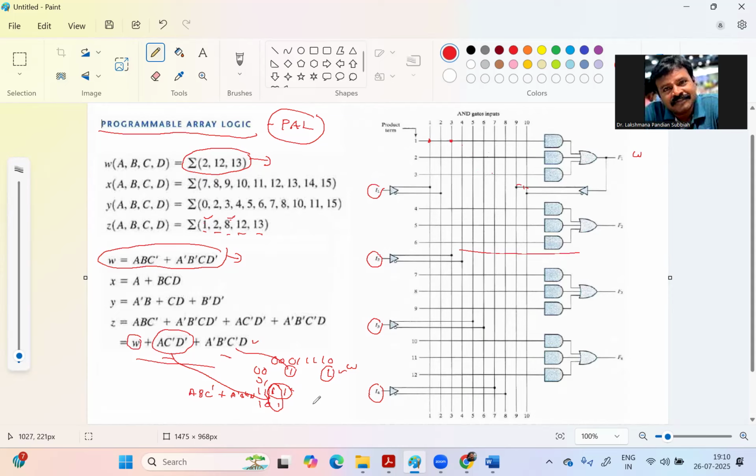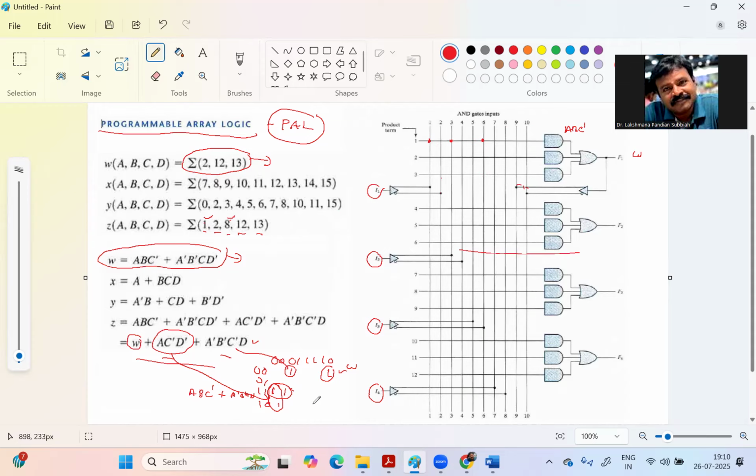C dash is this one. So A, B, C dash. A, B, C dash we are getting now as indicated. Then another one, A dash, B dash, C dash, D dash.